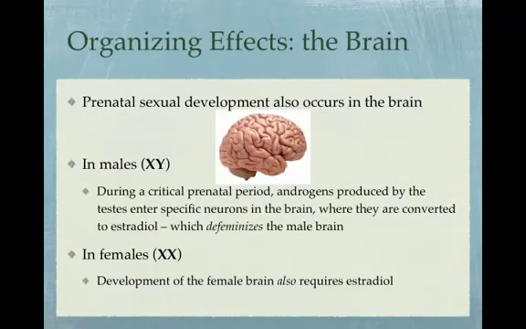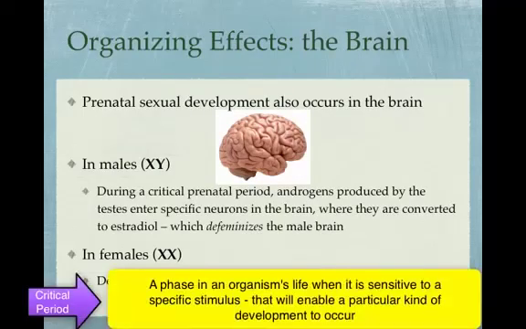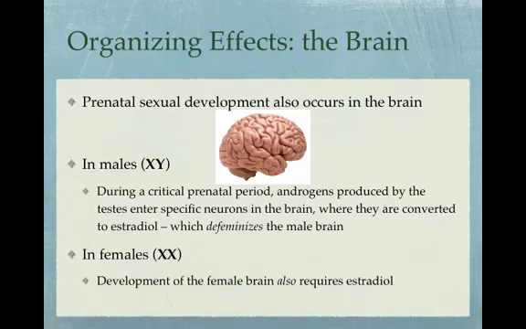Back to sexual development, organizing effects also occur in the brain. So there is a critical period for brain sexual development as well. So just to review, a critical period is a phase in an organism's life in which it's sensitive to a particular type of exogenous stimuli. In this case, it's hormones. And that stimulus or stimuli enable a particular kind of development. If the organism is not exposed to that particular stimulus during the critical period, that development will not occur.